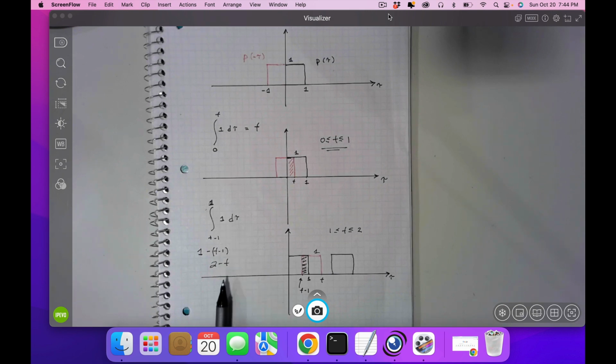So we just about finished this problem. Where t is between 1 and 2, the answer is 2 minus t. Now, if t is greater than 2, like we showed, the pulse is out here, and the convolution will be 0. So now let's go back and write our final answer.